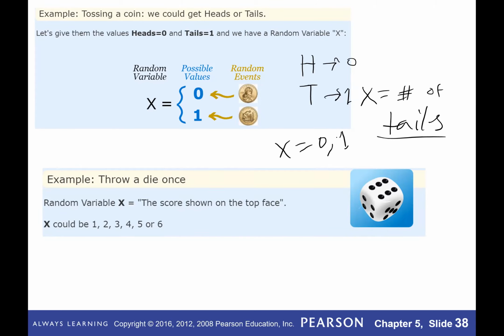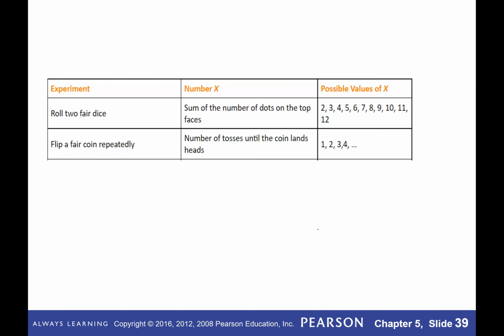And similarly, if you throw a die once, then you can obtain either 1, 2, 3, 4, 5, or 6, right? So if x is the score shown on the top face, then the values of x will be 1, 2, 3, 4, 5, 6. Those are the possible values for x, so we can list all the possible values of x. That's why this is a discrete random variable. We have a few more examples here.